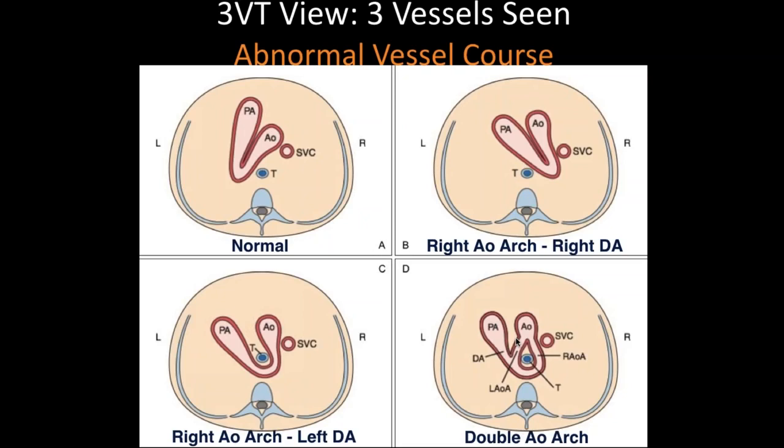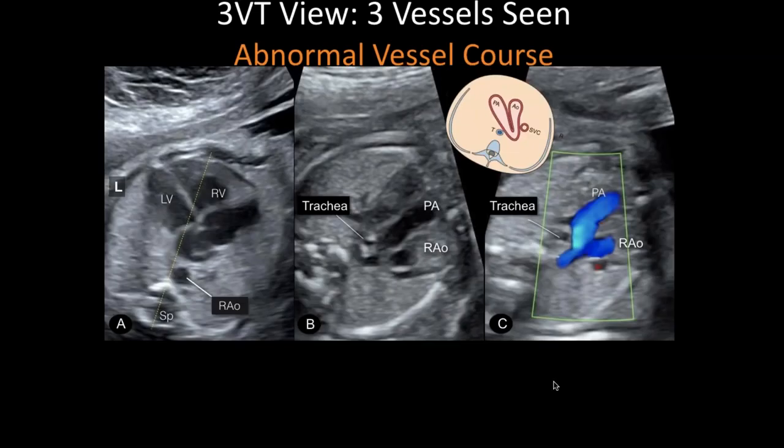This is not easy to diagnose, but these babies need some intervention early on because of tracheal compression. So it's really important to make this diagnosis if you can prenatally, and you can do that at the 3-vessel trachea view.